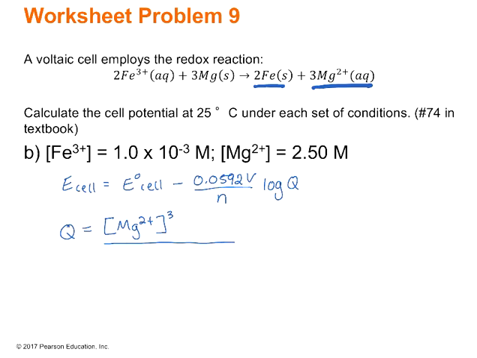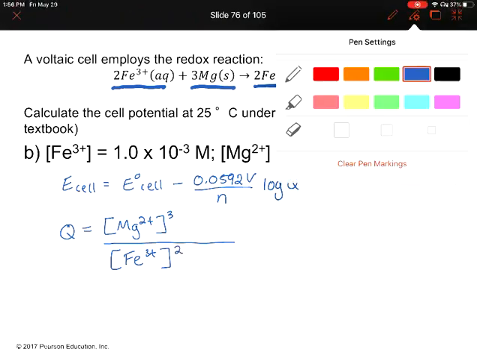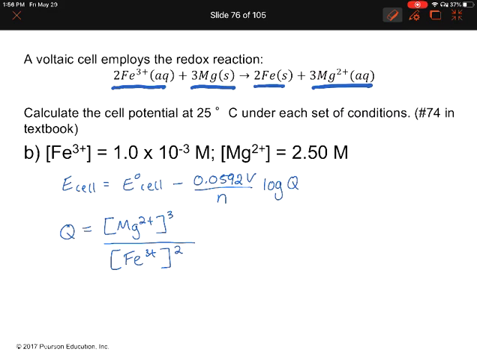And then in the reactants, we have aqueous ions, and then again, a solid. So we won't include the solid, but we will include the aqueous solution. And that has a 2 in front of it, so we'll square that. I made my line a little long. There we go.